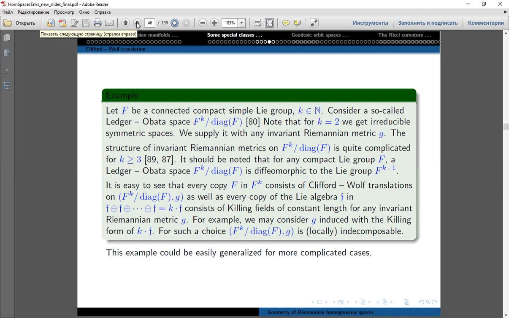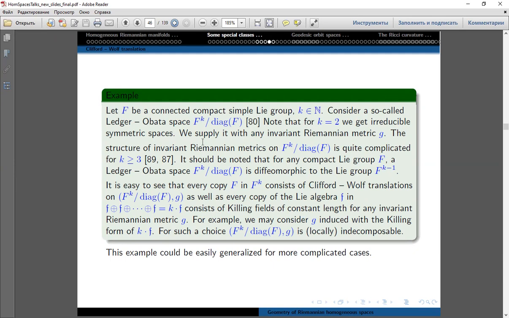Very strange. Okay, sorry. Okay, another example with the same idea. We consider some special type of homogeneous space, the Legere-Bata space. Let F be a connected compact simply connected group, and K a natural number. Consider the so-called Legere-Bata space, F to the power K modulo the diagonally embedded F. For K equal to 2, we get a reducible symmetric space, of course. For K equal to 3 and more, we get generalized symmetric spaces for some definitions.